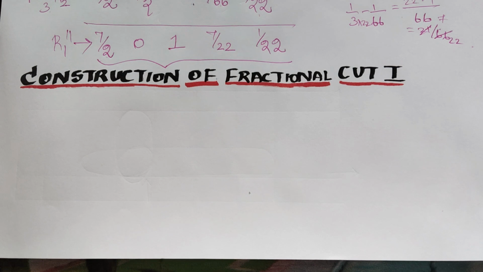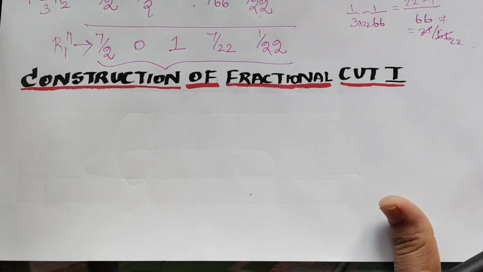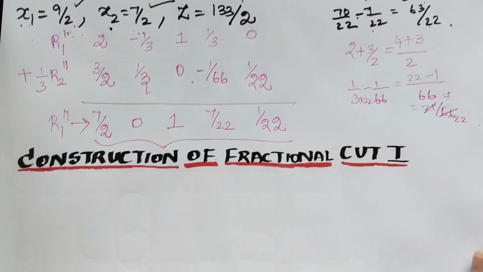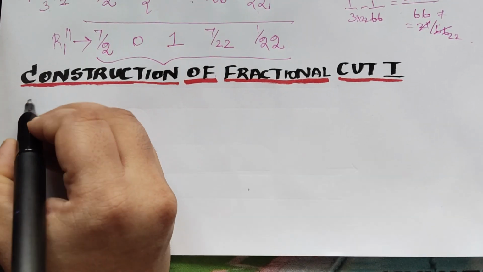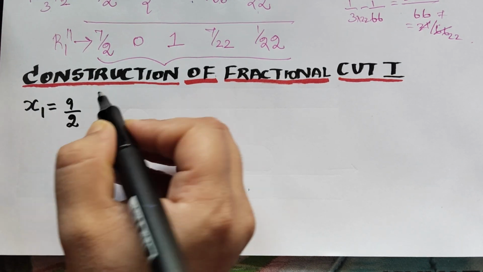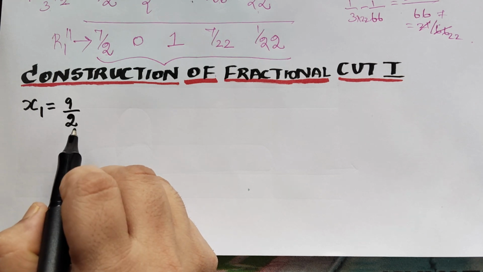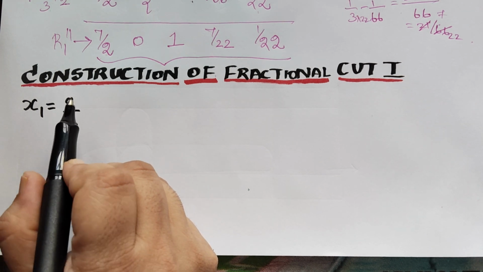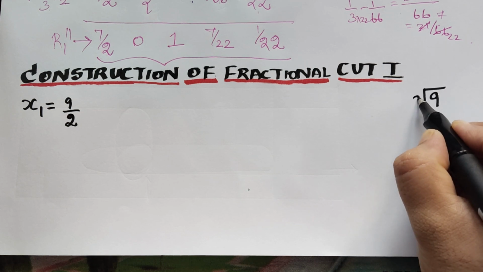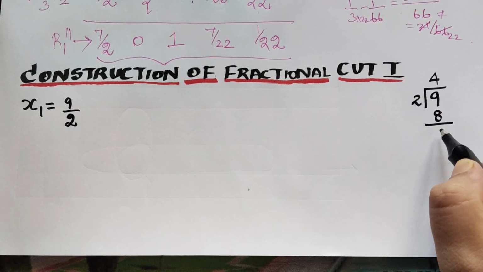So now here we have the construction of the fractional cut 1. First, the first solution is x1 equal to 9 by 2. So let us write that. Now we first have to check whether the numerator is greater than the denominator. If it is greater, then divide the numerator by the denominator. So 2 4 times is 8, and the remainder is 1.